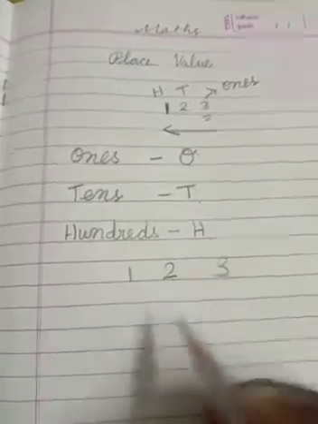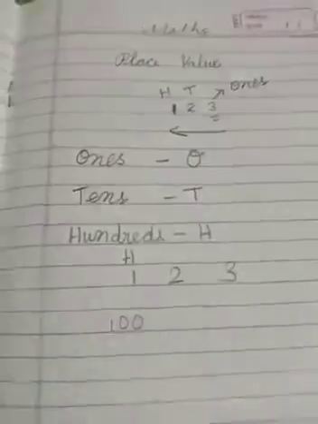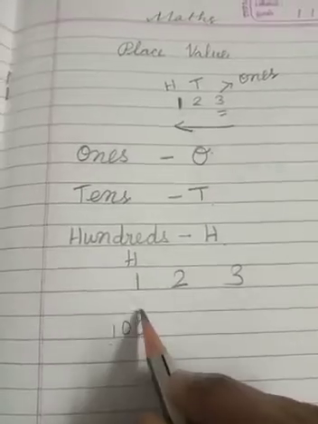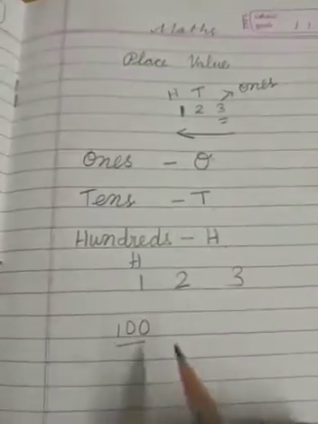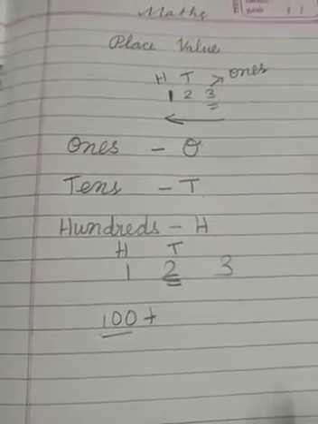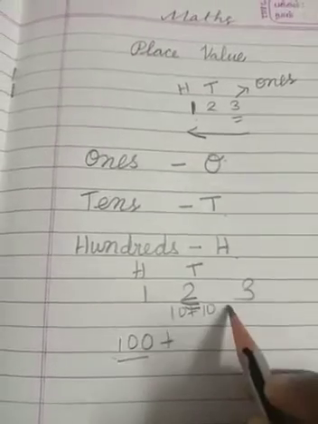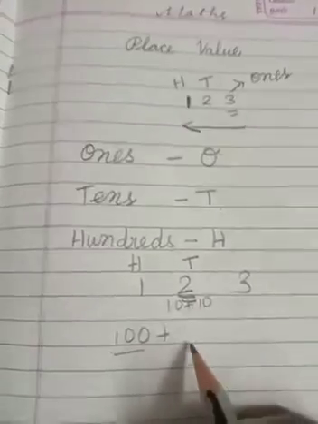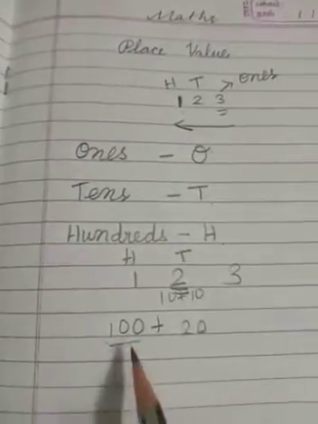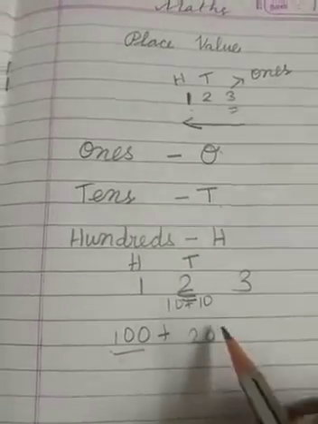100. How do you write 100? Ones, tens, hundreds. Then the 2 is in the tens place. How many tens? 2 tens. 1 ten and 2 tens. 10 plus 10, 20. Okay, how to read? 100 plus 20, 120.